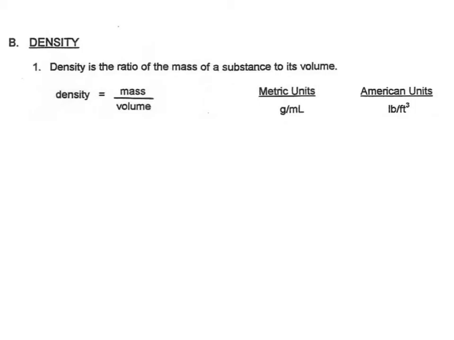Density is defined as the ratio of the mass of a substance to its volume. This is often written as D equals M over V. The normal units that we use are grams per milliliter. That's in the metric system. In the American system, they may use pounds per cubic foot, but we will not be using the American system at all in this course.